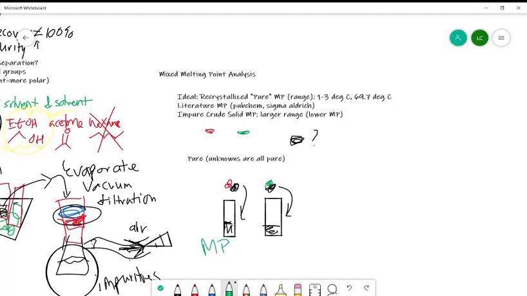So then you get the melting points. Maybe I didn't make this clear, but this is your unknown. If you had any other unknowns you were testing, you know they are pure. So we know this one is one of the two. Let's say this is A, this is B. So we're asking, is it A or is it B? A and B are knowns.